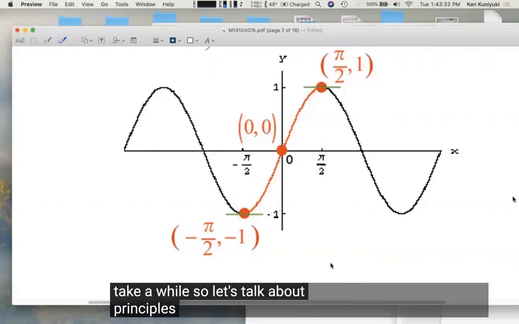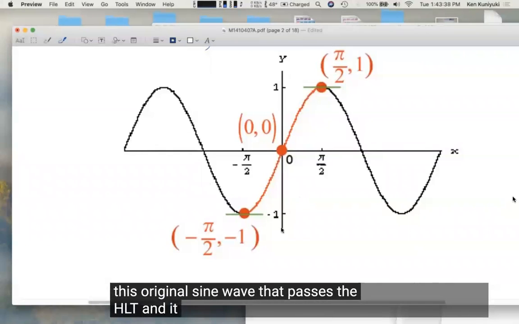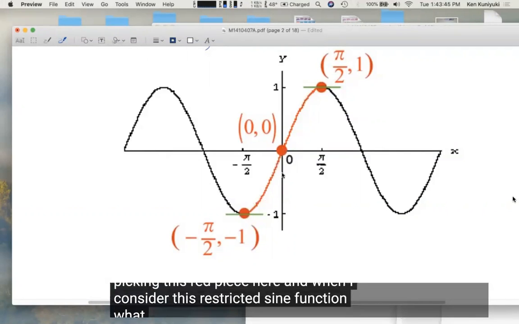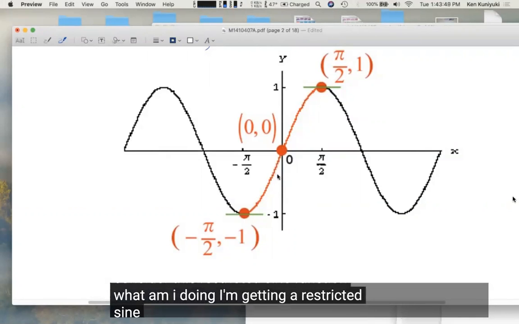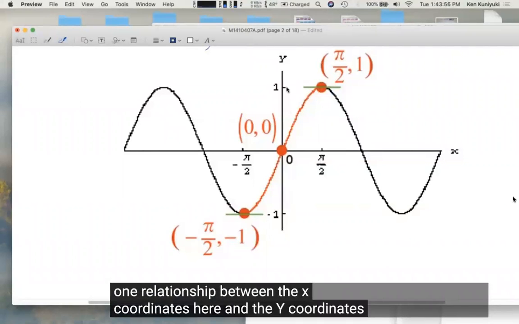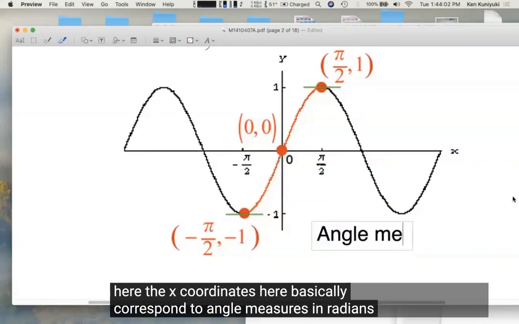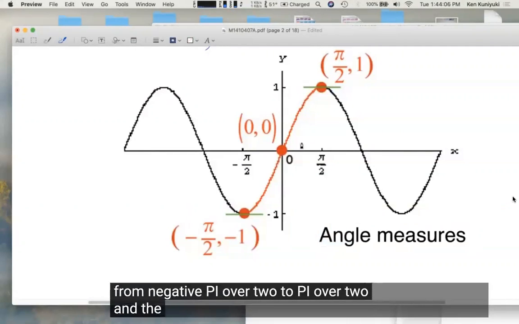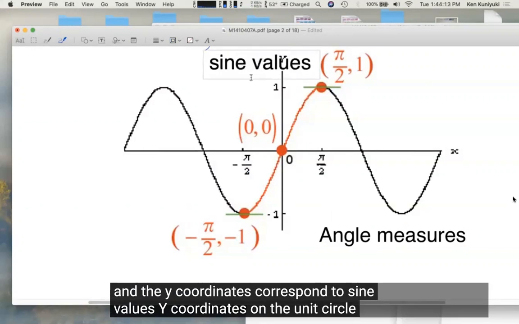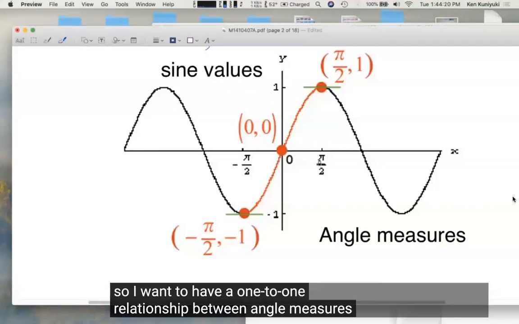So let's talk about principles. When I pick a piece of this original sine wave that passes the HLT and has the same range, I'm picking this red piece here. And when I consider this restricted sine function, what am I doing? I'm getting a restricted sine function where there is a one-to-one relationship between the x-coordinates here and the y-coordinates here. The x-coordinates here basically correspond to angle measures in radians from negative pi over 2 to pi over 2, and the y-coordinates correspond to sine values, y-coordinates on the unit circle. So I want to have a one-to-one relationship between angle measures and sine values.